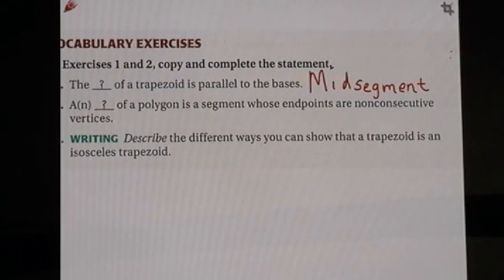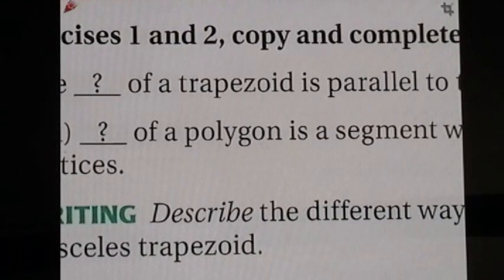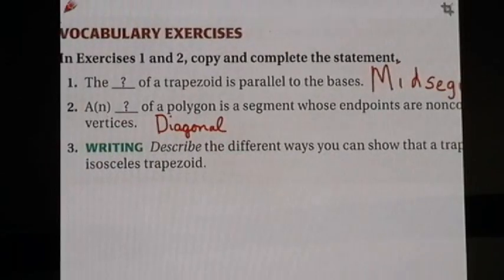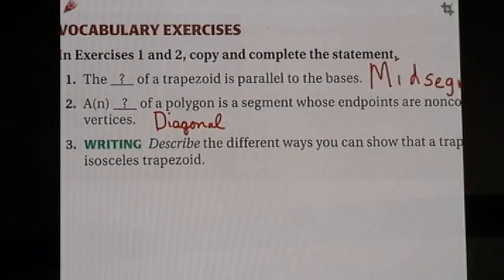A blank of a polygon is a segment whose endpoints are non-consecutive vertices. Non-consecutive vertices on a polygon would have to be diagonal. The diagonal of a polygon is a segment whose endpoints are non-consecutive vertices.